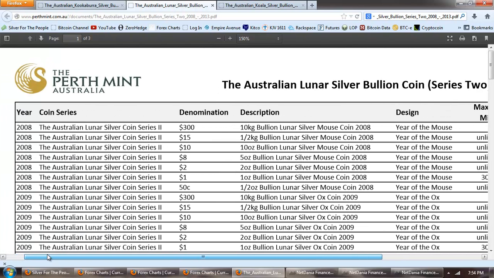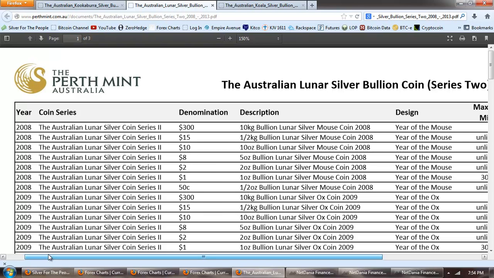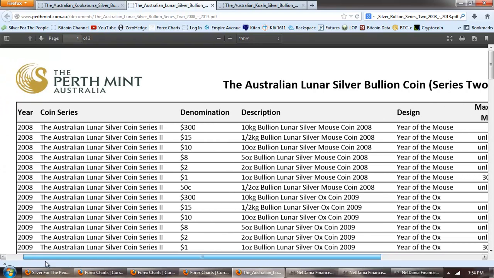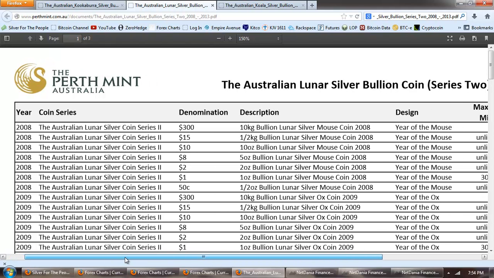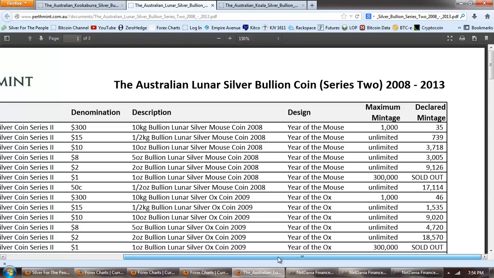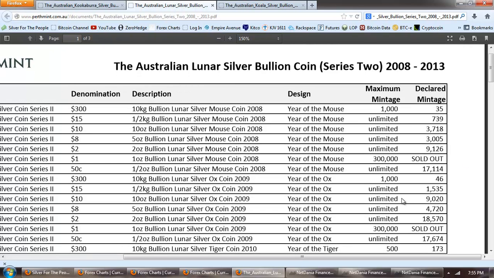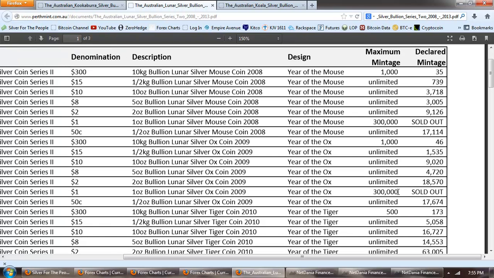So you can see here that starting out in 2008, that was the beginning of this Lunar Series 2. Now there's Lunar Series 1 and Lunar Series 2. I wasn't in the game with the Lunar Series 1, so I'm just going to cover the Lunar Series 2 here. Basically, it's based on the Chinese calendar. There's 12 different years, and then it starts over. So 2008 was the year of the mouse. You can see that the 1 ounce sold out, and the half ounce did 17,000. The next year was the year of the ox.